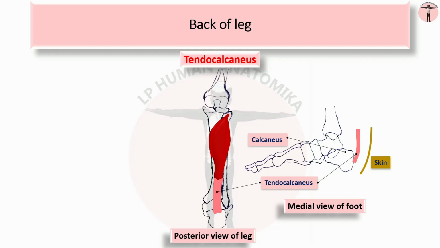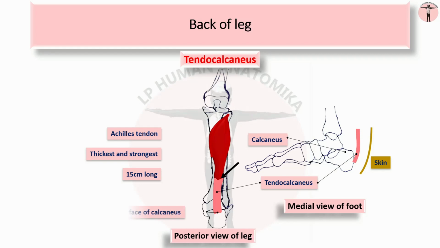Tendocalcaneus is also called Achilles tendon. It is the thickest and strongest tendon in the body. The length of the tendon is 15 centimeters. It begins in the middle of calf and receives the muscle fibers from anterior surface till the lower end. It becomes flattened and gets inserted to the middle 1/3 of the posterior surface of calcaneus.